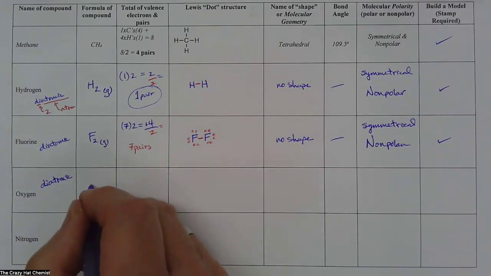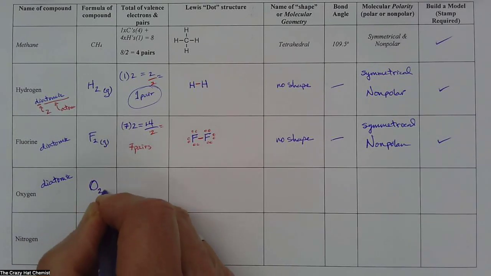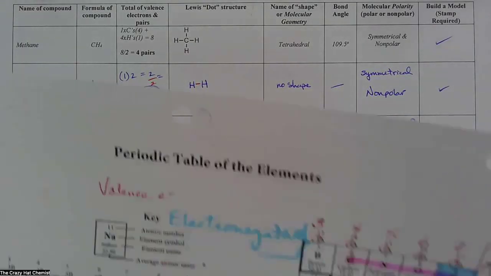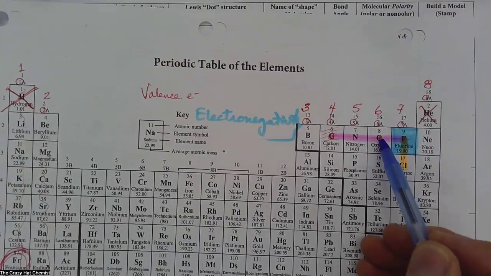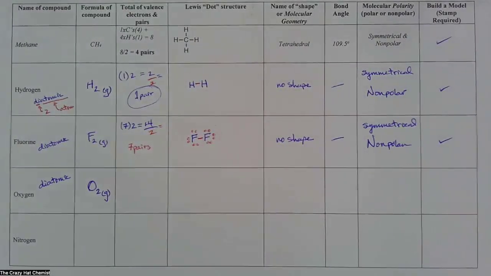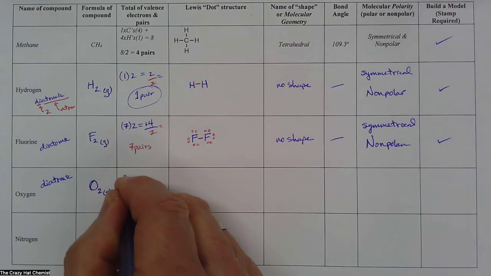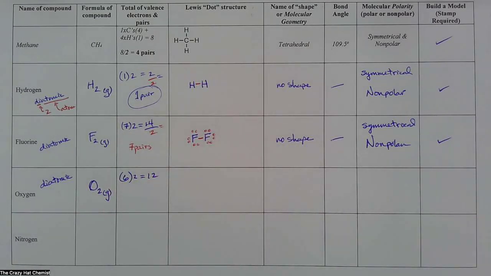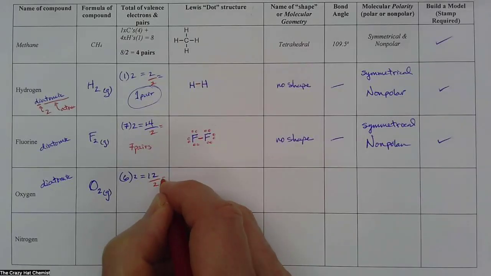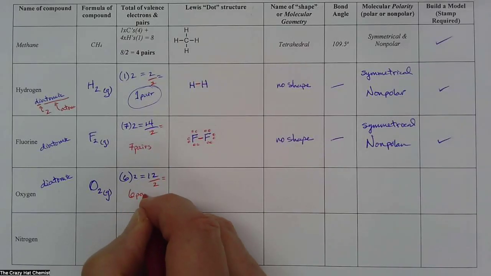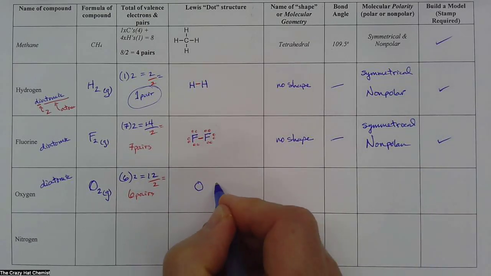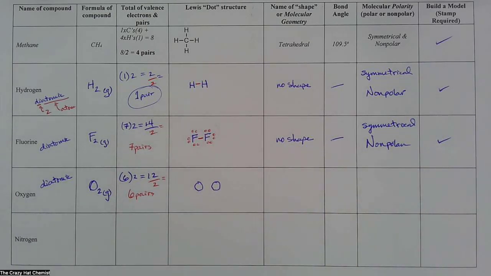And oxygen is O2. Oxygen, molecular oxygen, is also a gas. We need to figure out the number of valence electrons in oxygen, and oxygen is right here. So there are 6 valence electrons in oxygen. So that is 6. We're going to multiply that by 2. I'm going to get 12. I'm going to divide this by 2 as always, and I'm going to get 6 pairs. I'm going to have an oxygen here and an oxygen here just like that.